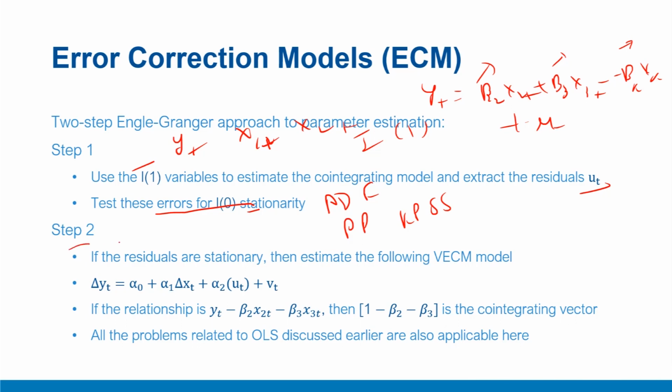In the next step, we proceed only if the residuals are stationary. If you find that residuals are not stationary, indeed they are I1, then you can only find the short-term relationship by estimating the first differences in yt, delta yt, delta xt and so on. So you have to use the first differences, and only a short-term relationship will exist. However, if you find that mu t's are stationary, then you can proceed with the VECM, or what we call the error correction model, which is a combination of these changes in delta yt and a short-term relationship represented by delta xt, along with alpha 1 and mu t, which is the error correction term.